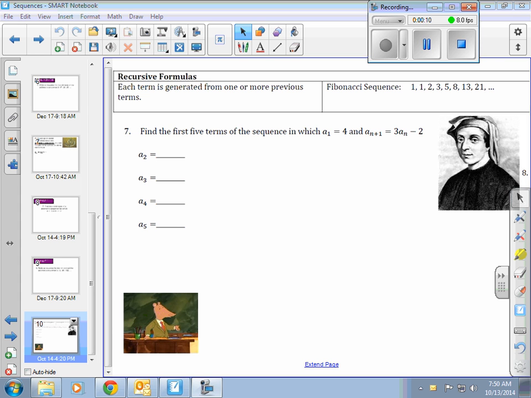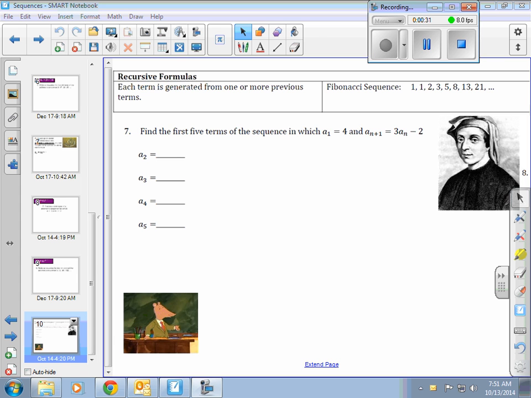So on the back side of your note sheet, halfway down, we have recursive formulas. A recursive formula is one where each term is generated from one or more previous terms. It means you're taking the term before and adding to it, subtracting from it, or multiplying by it. So you're using the term beforehand to come up with the next term in the sequence.